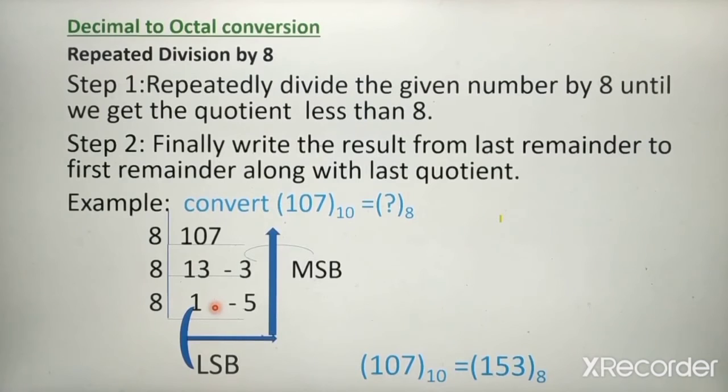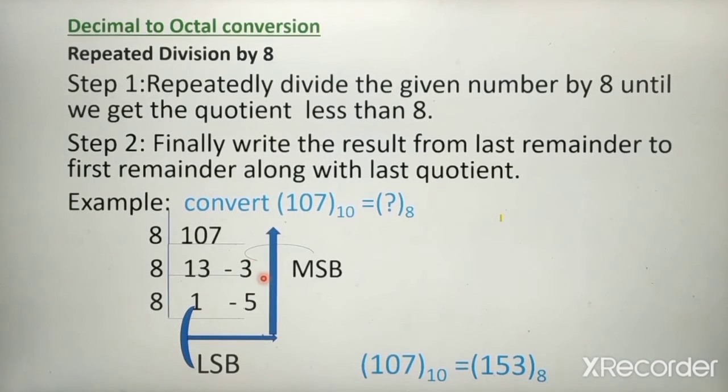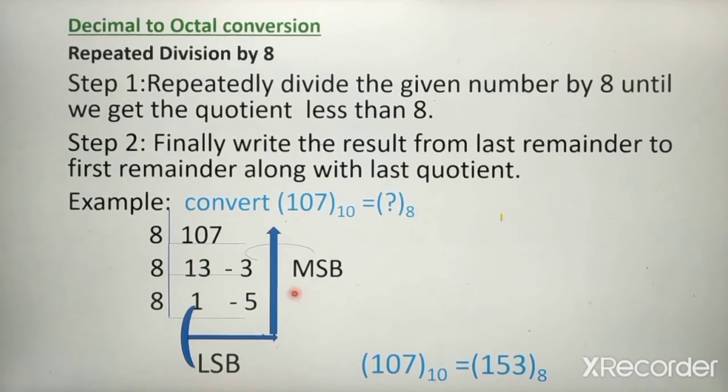How to write the result? We have to write the result from bottom to top. This arrow shows how to write the result. Here when you write the result, first you have to write the last quotient value 1. Then the last remainder value, then you write the first remainder value. So 153 is the proper octal value for the decimal number 107.